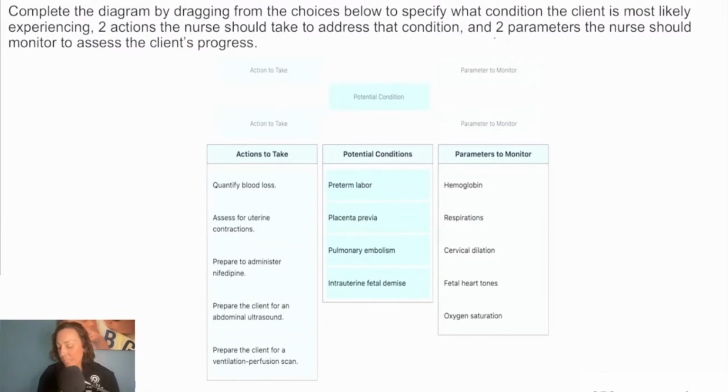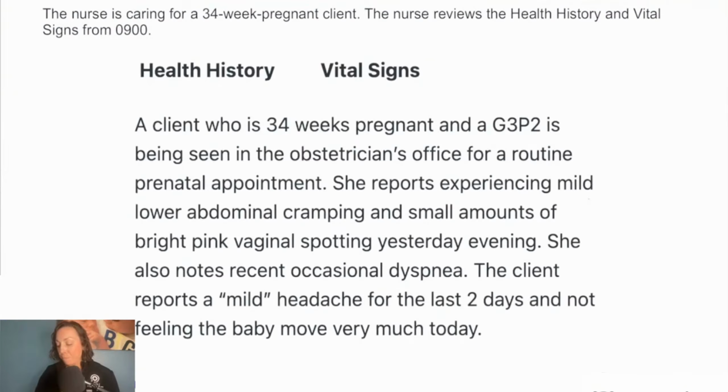Okay, and then we see that we have our potential conditions in the middle that we'll tackle first, and then our actions to take and parameters to answer. Now, I want to point something out here. You all see this most likely items. When we are given most likely, it means that we're going to be given information that makes all of these things possible, that in a situation it could be this, but there's something else telling us that it's likely not that condition. And so we have to determine based on all the information what is most likely happening.